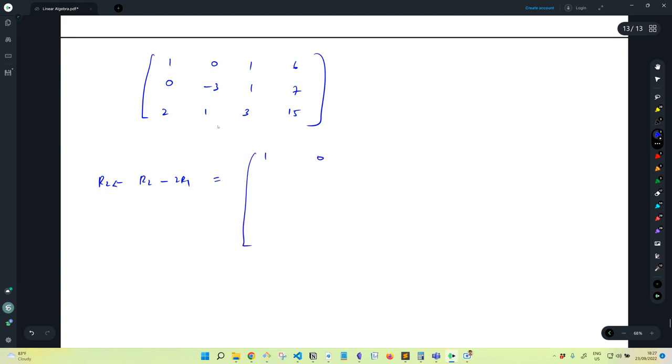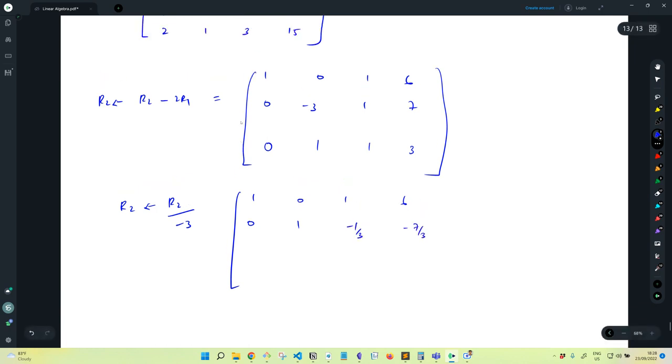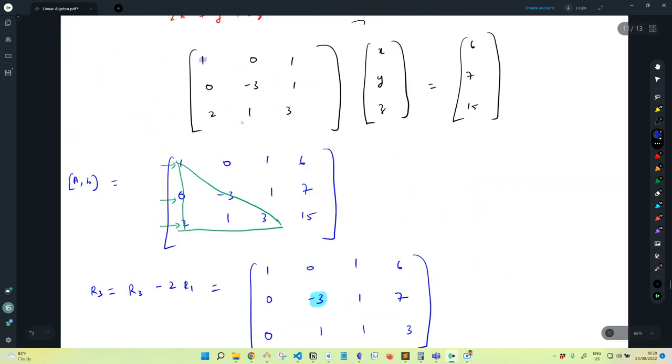R2 equals R2 minus 2 times R1. This will be 1, 0, 1, 6, 0, minus 3, 1, 7. 2 minus 2 is 0. 1 minus 0 is 1. 3 minus 2 is 1. 15 minus 12 is 3. Then R2 equals R2 divided by minus 3. This will give me 1, 0, 1, 6, 0, 1, minus 1 by 3, minus 7. Did I do minus 1 by 3 there?